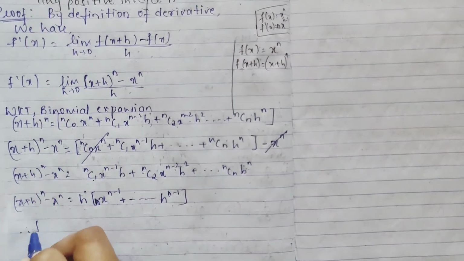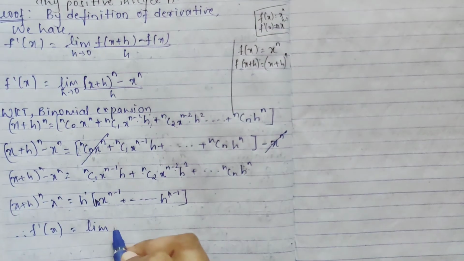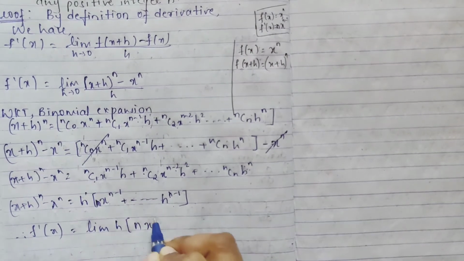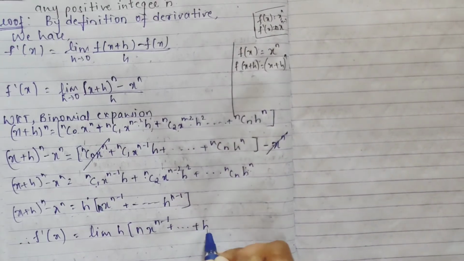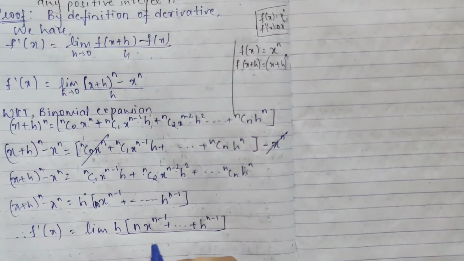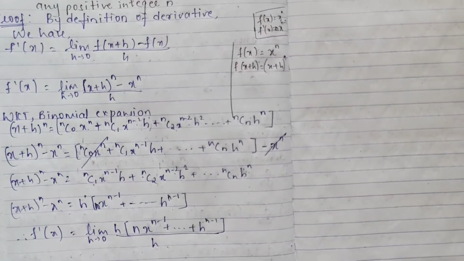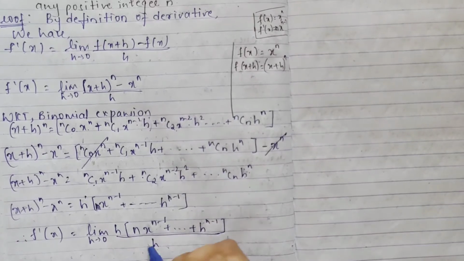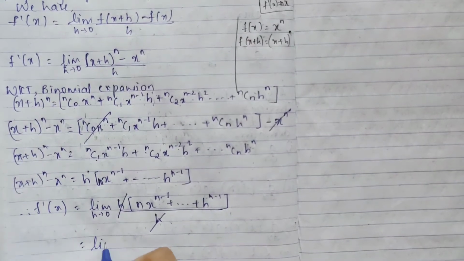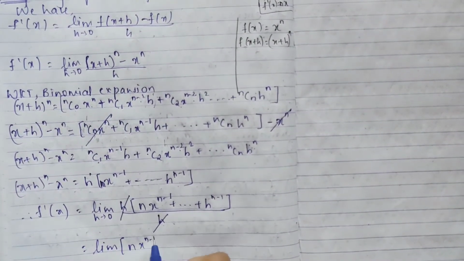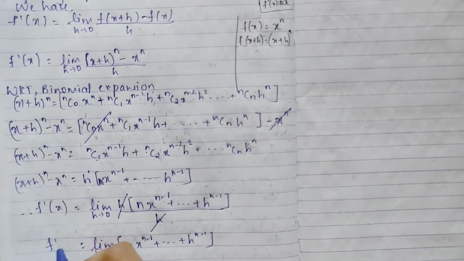So therefore f dash of x is equal to the limit of ((x plus h) whole raised to n minus x raised to n), which gives h times x raised to n minus 1 plus so on up to h raised to n minus 1 whole, divided by h as h tends to 0. As h tends to 0, the h's cancel and you are left with the limit of n x raised to n minus 1 plus so on up to h raised to n minus 1 as h tends to 0, that is f dash of x.